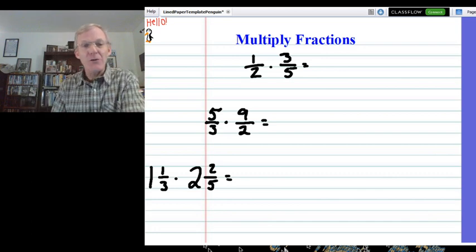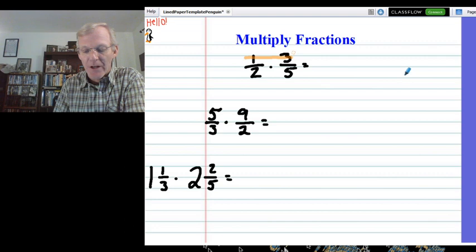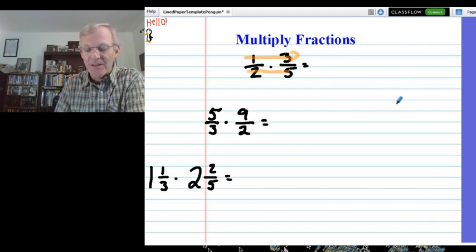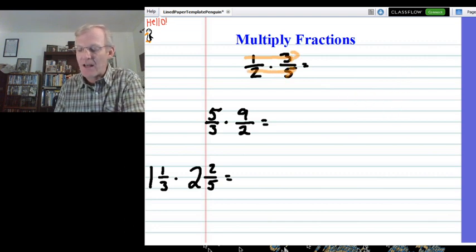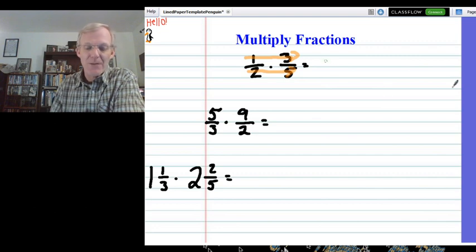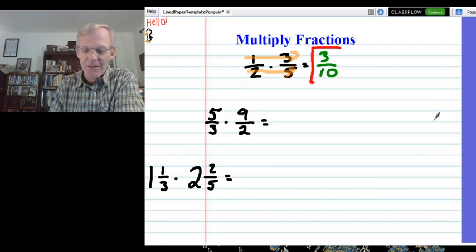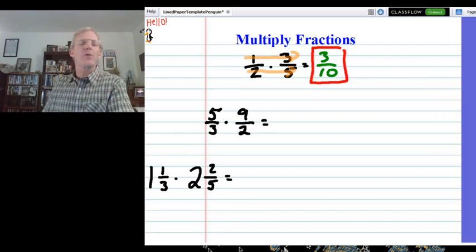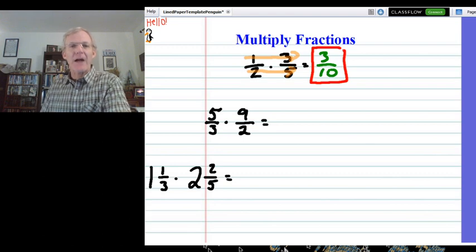So all we're going to do here is multiply the numerators, 1 times 3, and the denominators, 2 times 5. And so what do we get? 1 times 3 is 3, and 2 times 5 is 10. And we end up with our answer, 3/10. Okay? Very straightforward. That's why I always start with multiplying fractions, because it's just straightforward right across.